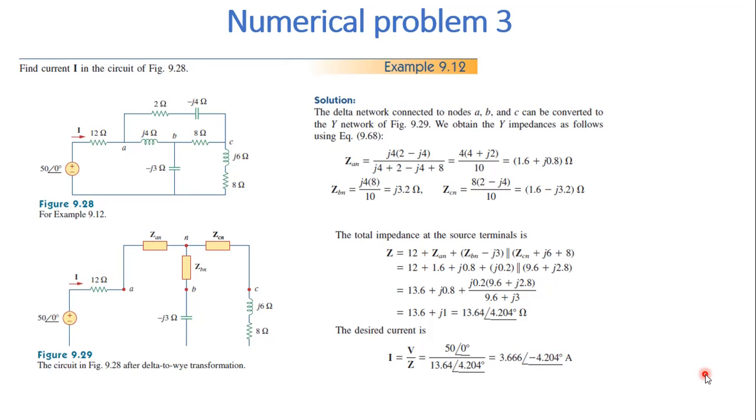So this is the next problem. Here we will use star delta transformations and simplify the circuit to find the current in the circuit. So this is the circuit given. The circuit is already given in the phasor domain. You can see that the values of inductance and capacitance are in complex numbers. So the circuit is already in the phasor domain.